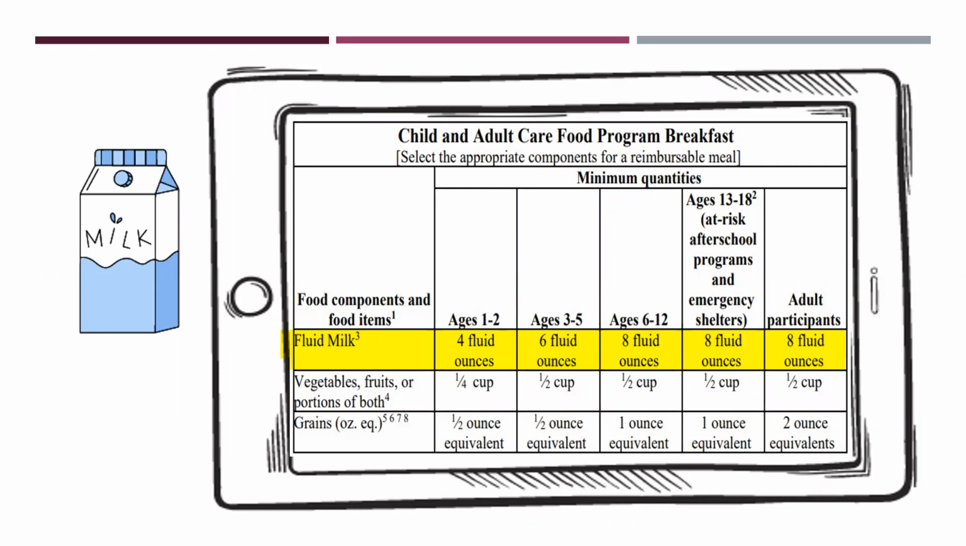Remember, as the meal planner or the person serving the meal, these minimum amounts are what need to be offered. It is always up to the child to decide how much, if any, they choose to eat. Reimbursement is based solely on offering a creditable meal.